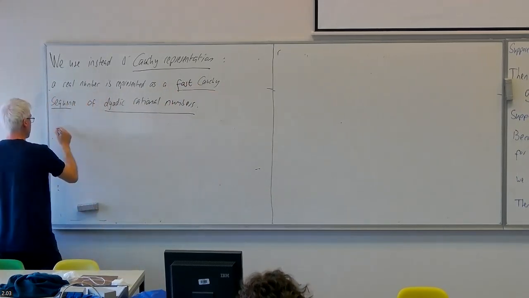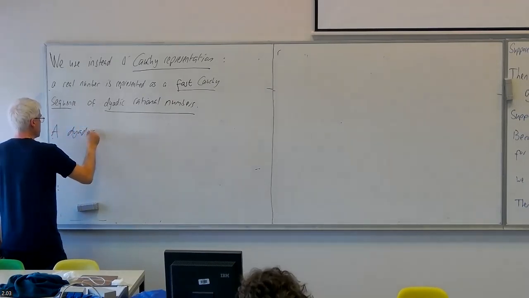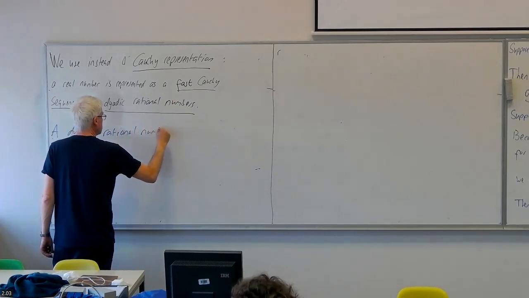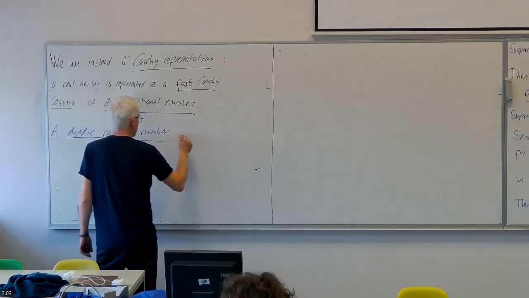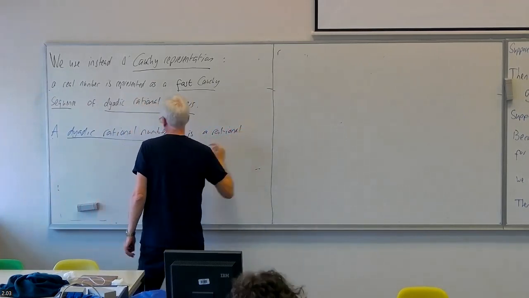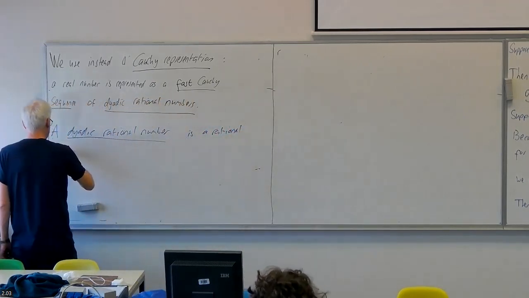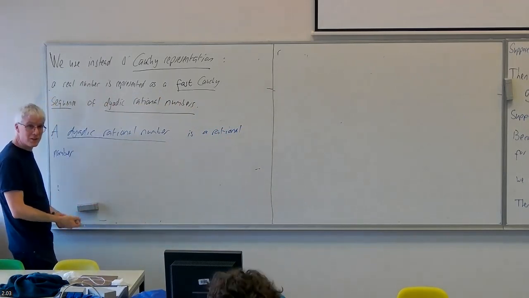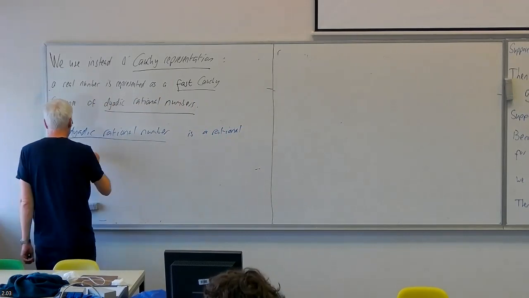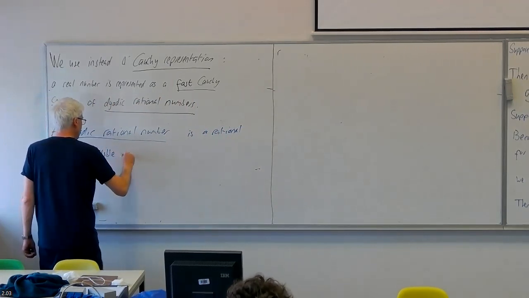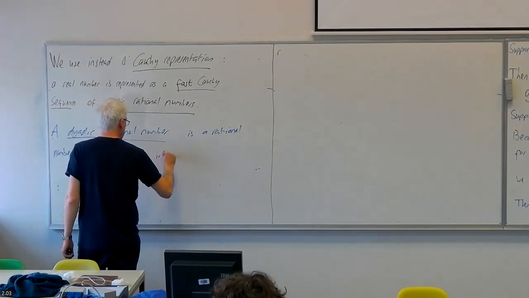Okay, firstly, what is a dyadic rational number? A dyadic rational number is a rational number, so any rational number is expressible as an integer fraction. That's the definition of rational numbers. Expressible as an integer fraction.